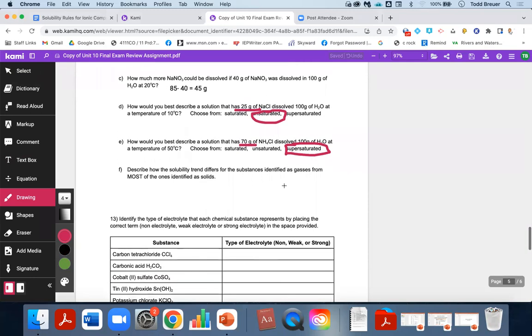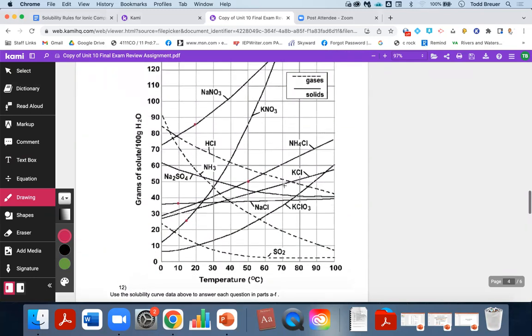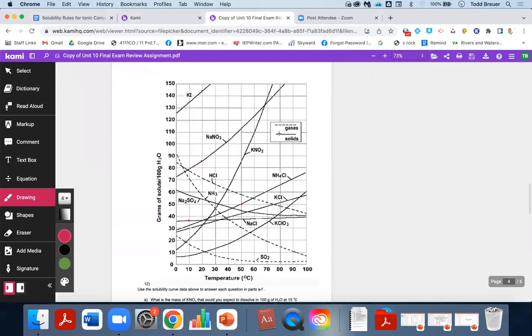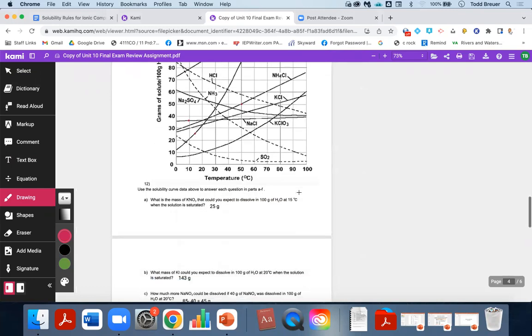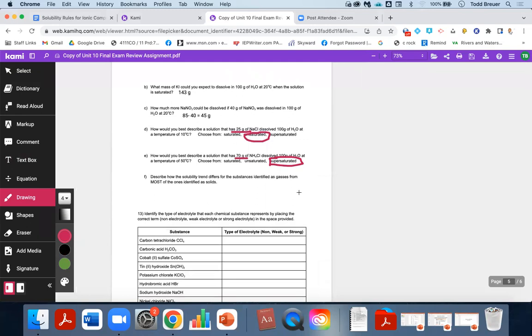So letter F just talks about gases. If you look, they actually even show it with nice dotted lines here are our gases. Look at our gas behavior is different. The solubility of a gas decreases as the chemical heats up. The solubility of a solid increases as the chemical heats up. And that's how we answer that part, right? So gases tend to be less soluble as temperature rises, and the opposite is true for solids.